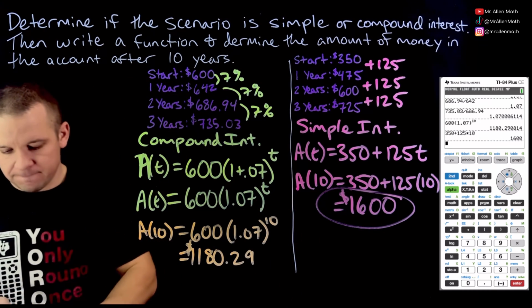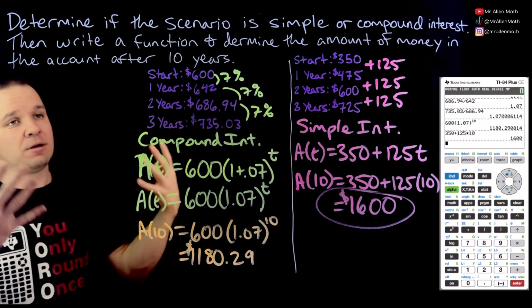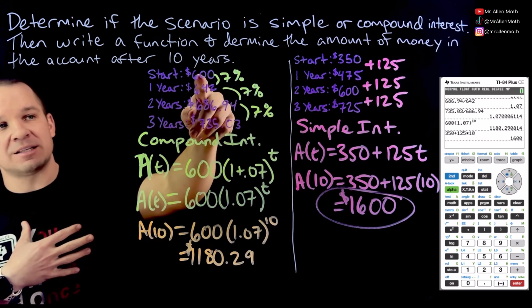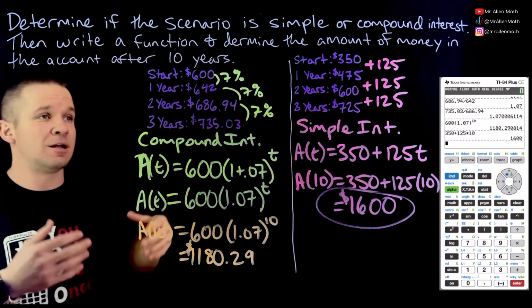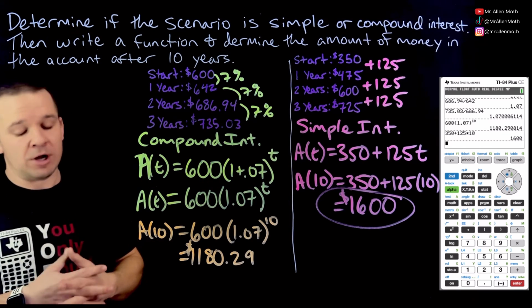There we go. All right, guys, so that's about it. Again, compound interest here because it's not going up by a constant amount. Simple interest here because it is going up by a consistent amount year after year. Fantastic, wonderful.